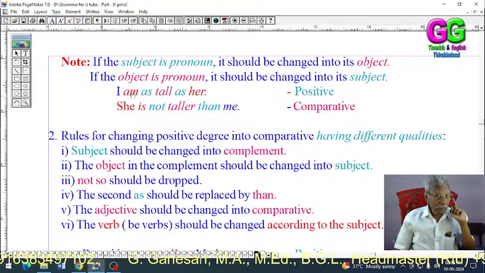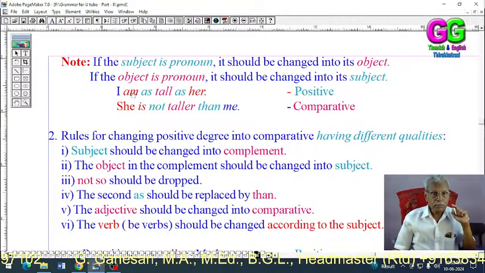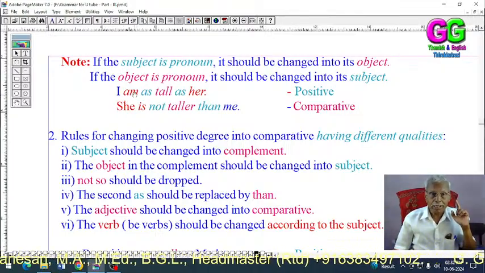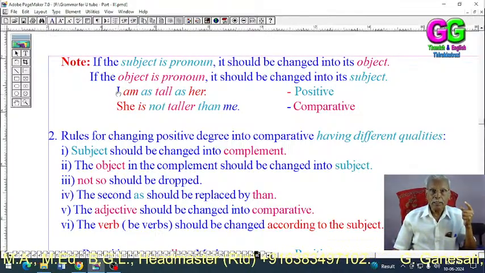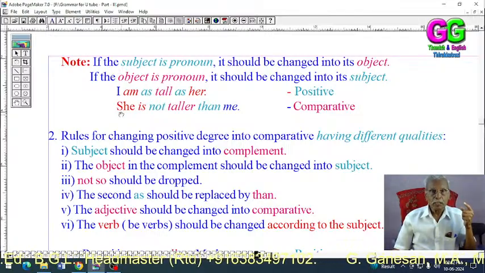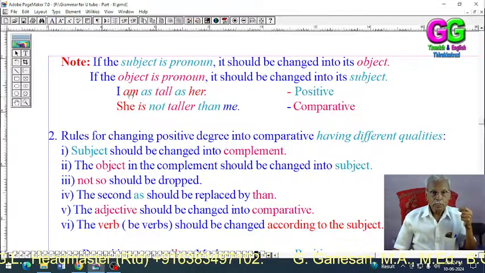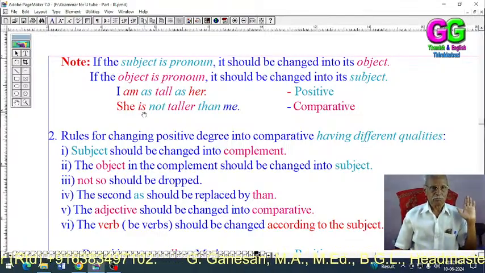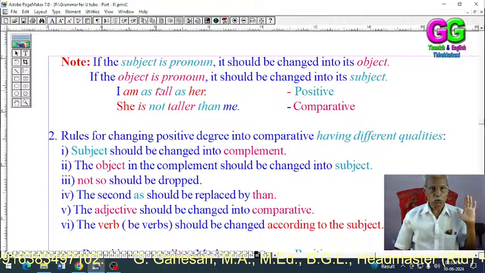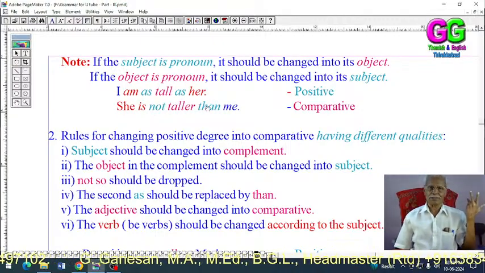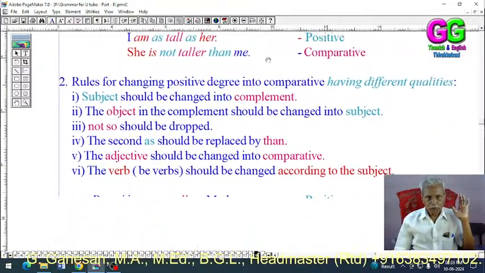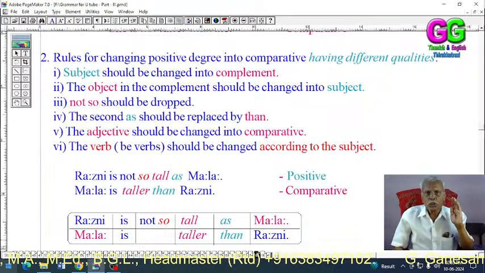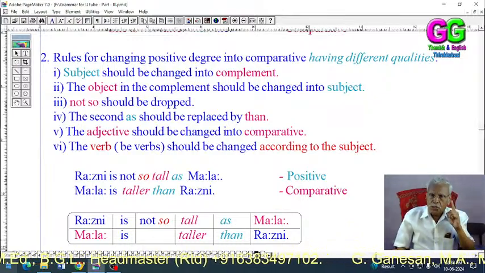But one thing: the verb is the third step. Here the verb is "am" because the present be verb for "I" is "am". When "I" is replaced by "she", third person singular, "am" is replaced by "is". That's all. Then "as" to "not", tall to taller, "as" to "than".